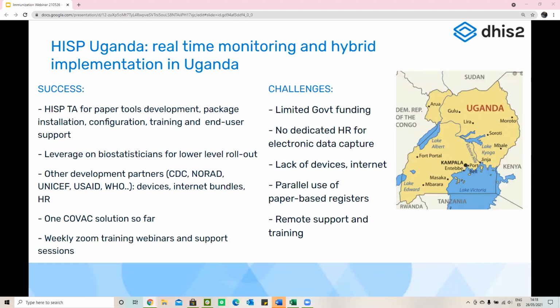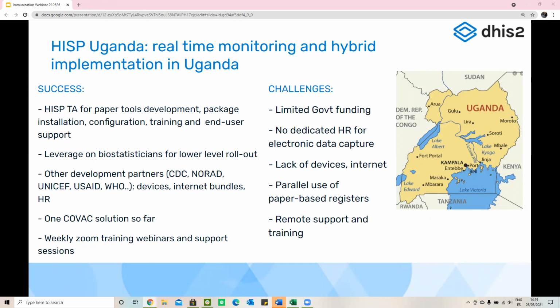We've had quite a lot of support because the funding was not really available for the vaccine campaign. We've had a lot of partners coming in to support this initiative. We've had CDC support with laptops for all the districts, 152 of them that we dispatched this Monday. We've had NORAD supporting data bundles for some of the districts. We had UNICEF with some tablets in some districts, USAID and WHO with tools, and also some partners have supported with HR at facility level to do data capture and reporting.